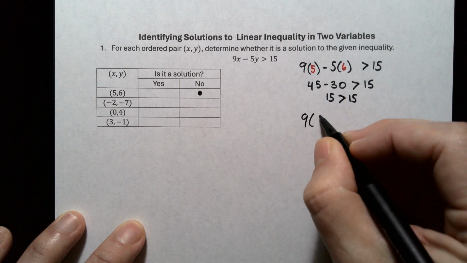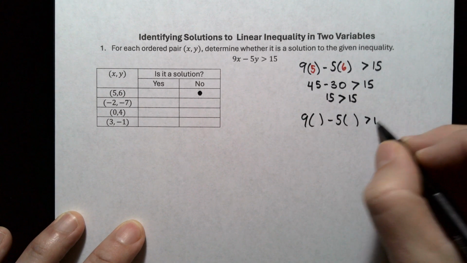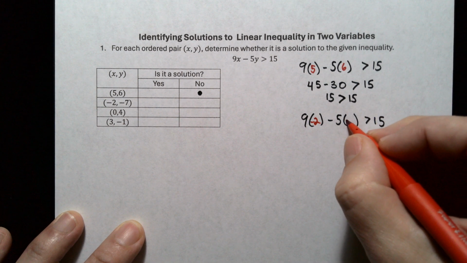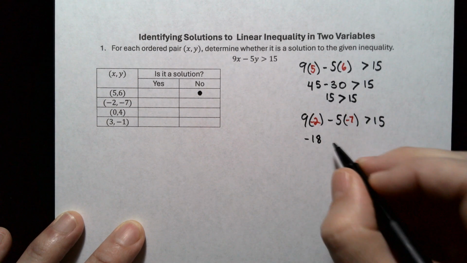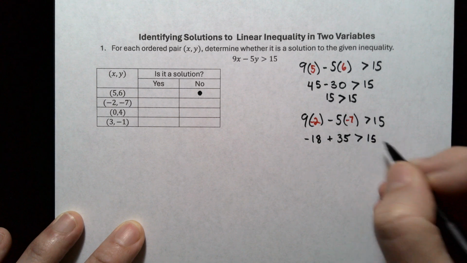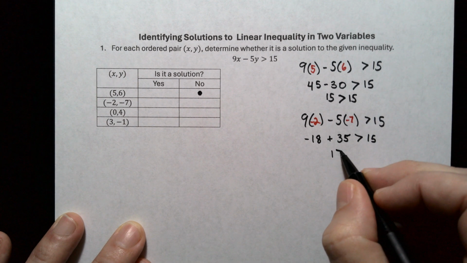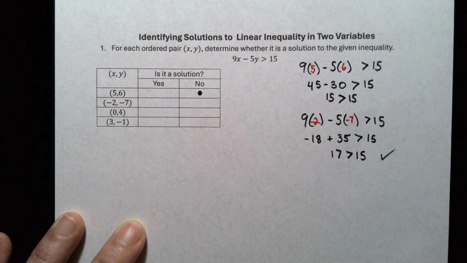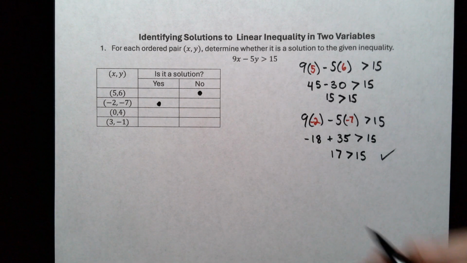So 9 and a parentheses, minus 5, there's my parentheses for y, is greater than 15. And in my next one, I'm going to input negative 2 and negative 7. So this gives me negative 18 when I multiply, and this gives me positive 35 when I multiply, is greater than 15. And then 35 minus 18 is 17. So 17 is greater than 15. That is true. 17 is greater than 15, so that is a solution.